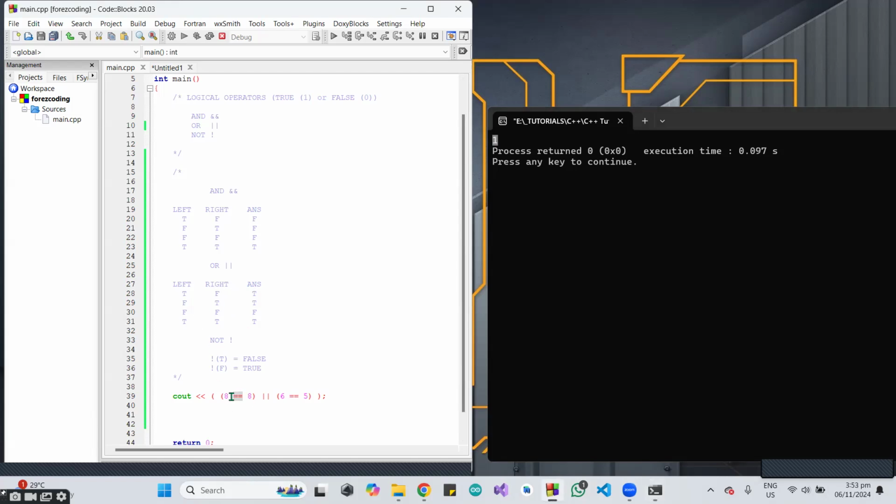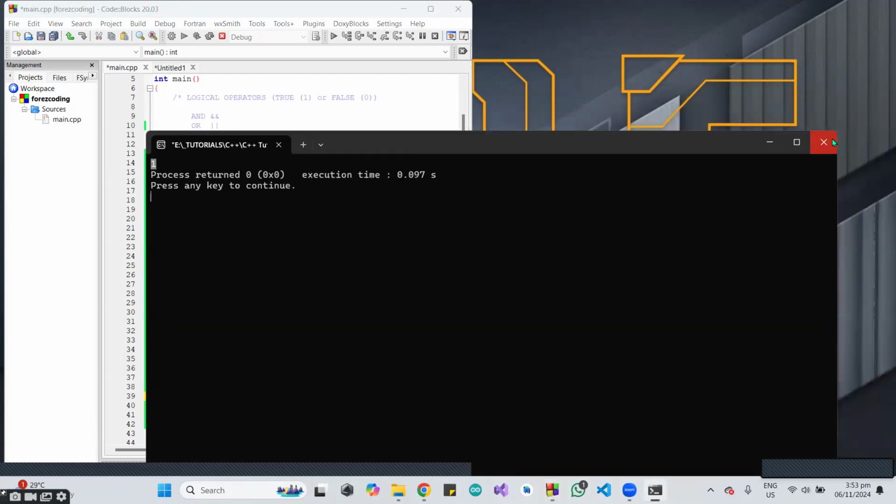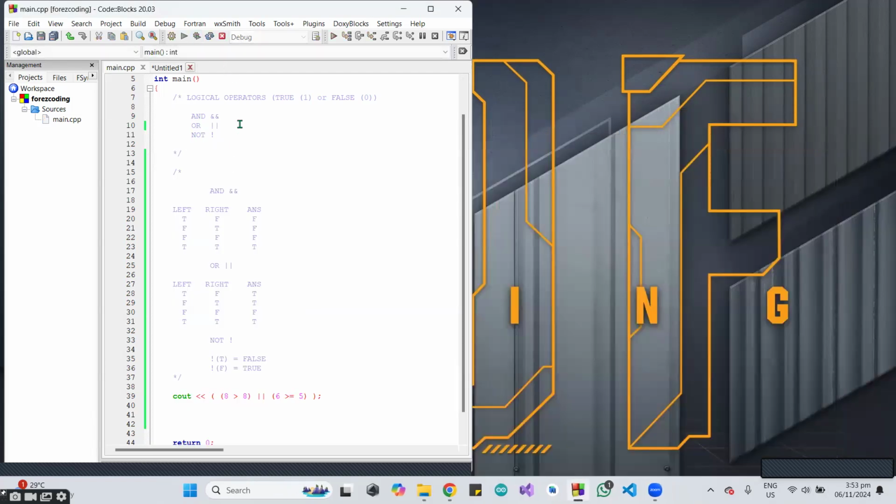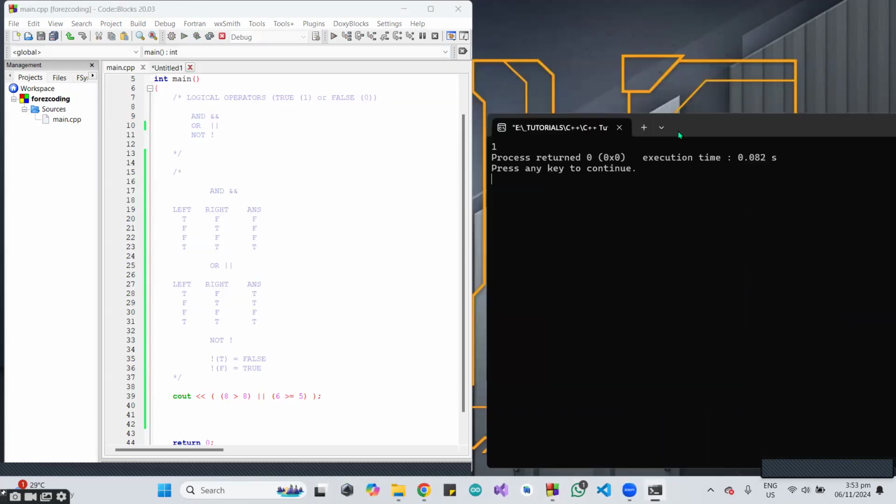So let's have here greater than 8. So to make it false. And then this one is greater than 5 to make it true. So let's try to run the program again. And then we get the final answer as true. Okay? Because 8 is greater than 8, that is false. And or 6 is greater than or equal to 5, that is true. Therefore, the final answer is true. Okay? So we use or. So if either operand is true, the final answer will be true.